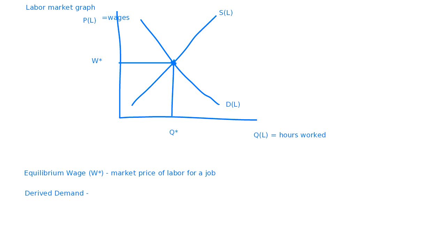So let's put this down: demand for labor in an industry is derived from demand for the product it produces. Okay, so demand for labor comes from demand for the product it produces.